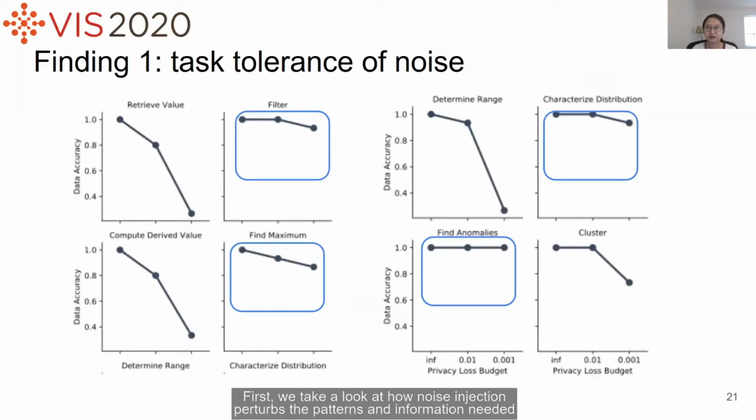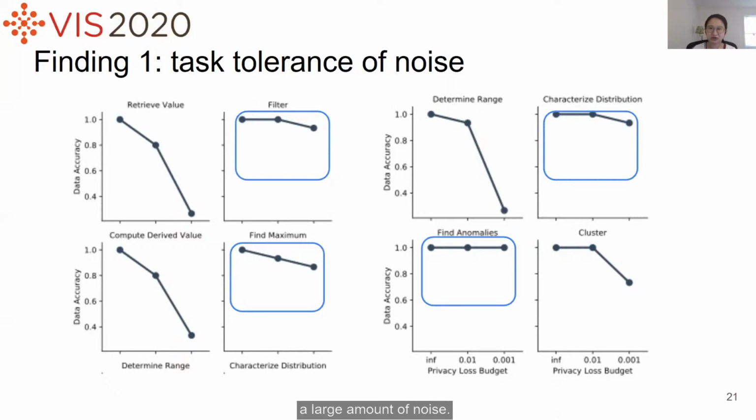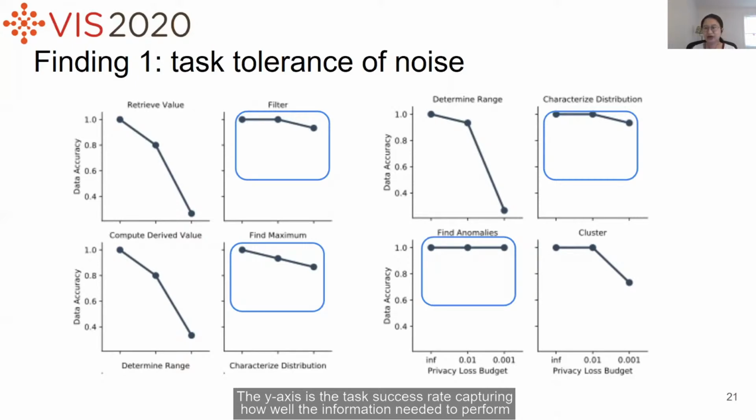First, we take a look at how noise injection perturbs the pattern and information needed for each task. The x-axis of these figures shows the level of privacy protection, non-private, medium-level private, or strict private, which correspond to no noise, a small amount of noise, and a large amount of noise. The y-axis is the task success rate, capturing how well the information needed to perform a task is preserved. The higher, the better.